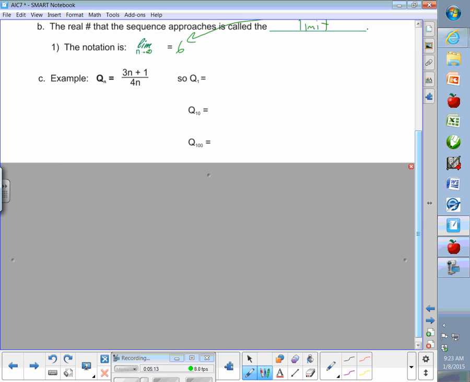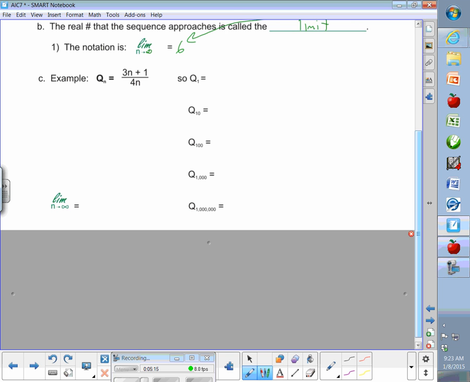Okay, so let's go through and see if we can make sense out of this. Here we've got a second example. Here's our sequence right here, and it tells us the rule how to figure out each term of the sequence. Down here, we're asking for the limit as n approaches infinity. The arrow, you say, approaches. So what's the limit as n approaches infinity? Well, we've got to figure it out.